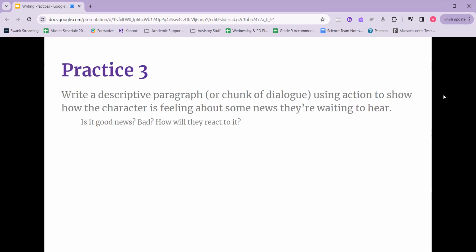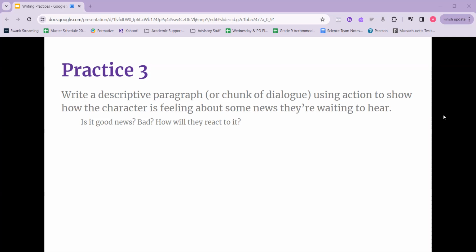All right, so the final practice I want you guys to do, write a descriptive paragraph again, just a couple of sentences, or if you just want to write some dialogue instead, that's fine. Just this person said this, did this, replied, whatever. Using action to show how your character is feeling about some news that they're waiting to hear. So think about, is it good news? Is it bad news? How will they react when they get the news? How are people acting? How can you show that they're nervous or excited about this news, rather than just saying they sat waiting for the news nervously, because that's kind of boring.